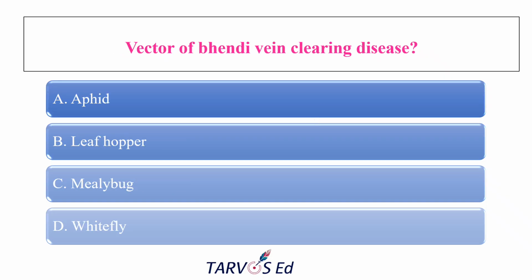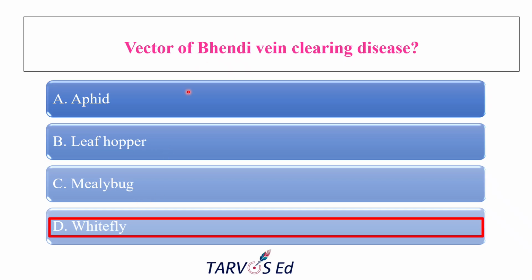Okay. And the next question is the vector of Bhendi vein clearing disease. The options given are aphid, leafhopper, mealybug, and whitefly. And the correct answer is whitefly. So Bhendi vein clearing is transmitted by the vector whitefly, because it transmits the Bhendi yellow vein mosaic virus, that is BYVMV. Mainly it carries a virus belonging to the Begomovirus group.